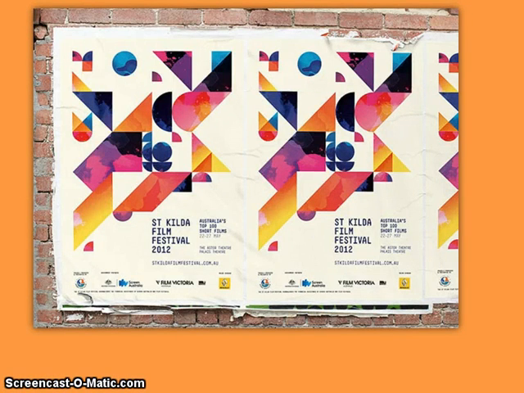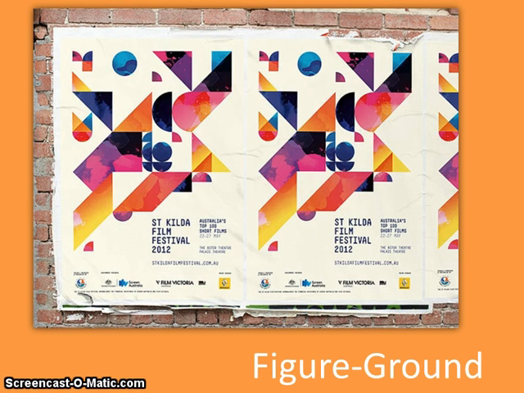Let's look here at some bill posters that I found on a wall near where I live. This is Figure Ground. And you can see the white space in the background is clearly the ground element in this poster, and the geometric shapes of different gradient hues occupy the figure or the foreground elements.